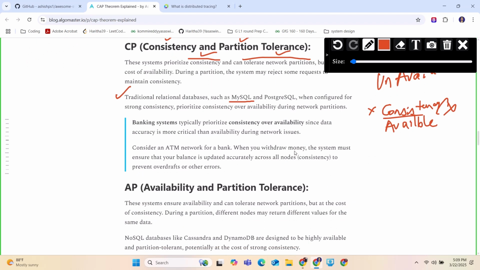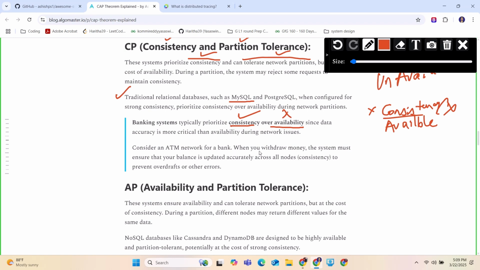Banking systems. Typically, banking systems prioritize consistency over availability. So for all the banking systems, the website may not be available, but it is consistent, since data accuracy is more crucial than availability. So here the trade-off is consistency.